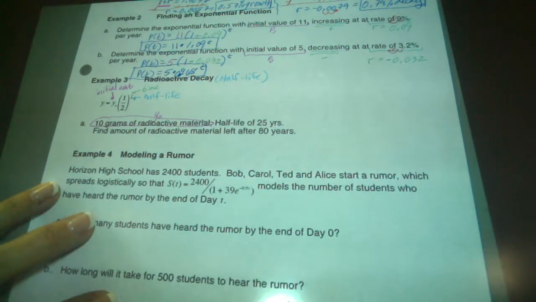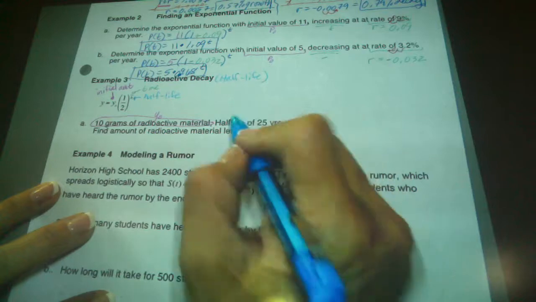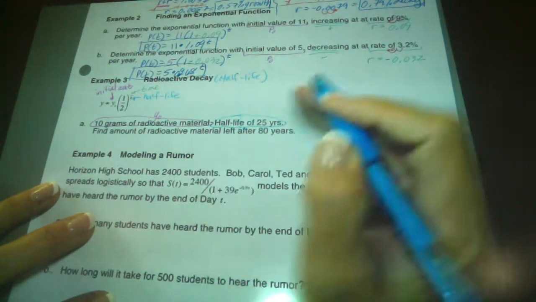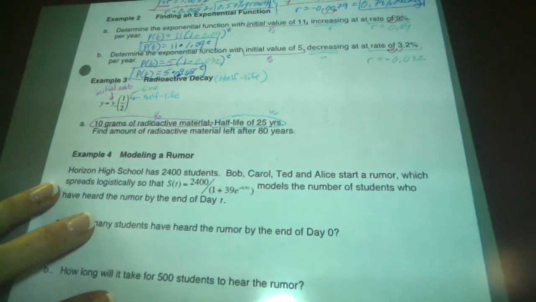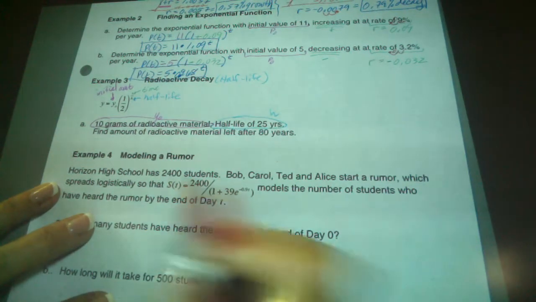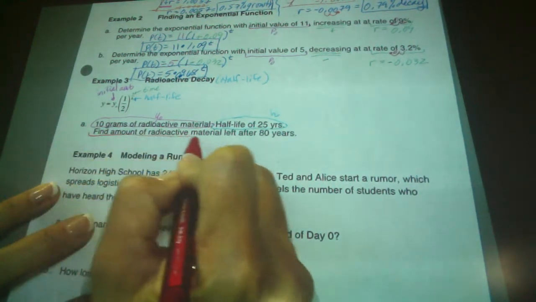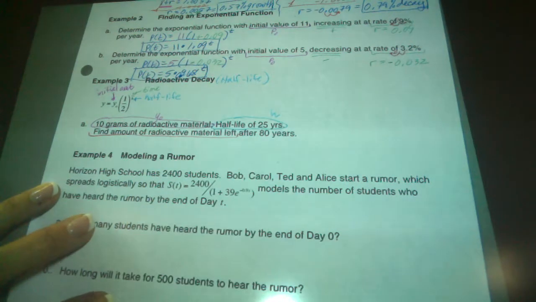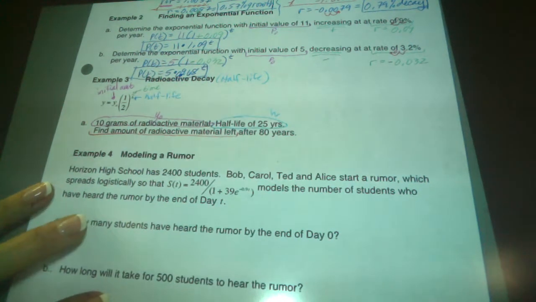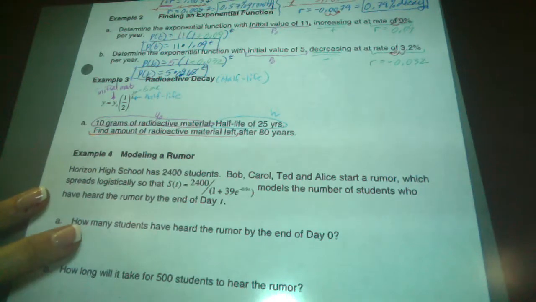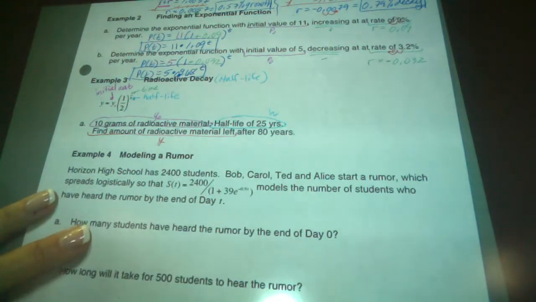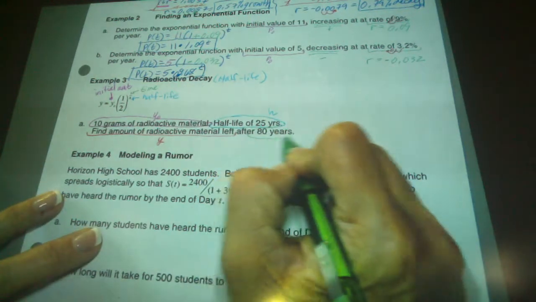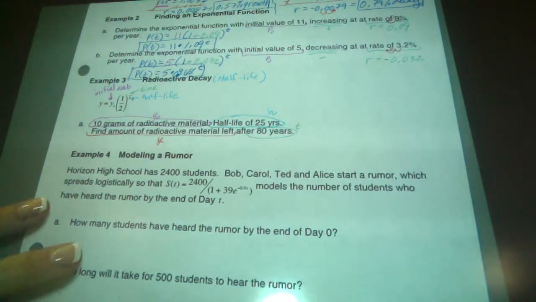That's your initial amount, so that's your Y sub 0. Then we have a half-life of 25 years. What's that? That's your H. And then find the amount of radioactive material. What do you think that's going to be? Left. Base, because that base is 1/2. Y, that's what we're finding, right? So that's your Y. And then after 80 years, what's the 80 years? Time. So all we have to do is just plug it into that formula.